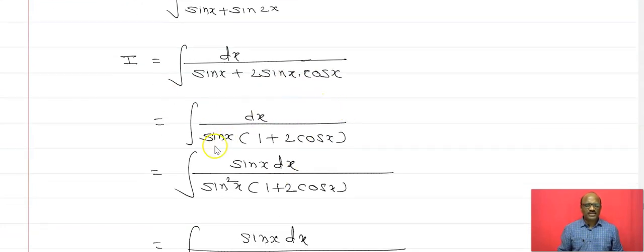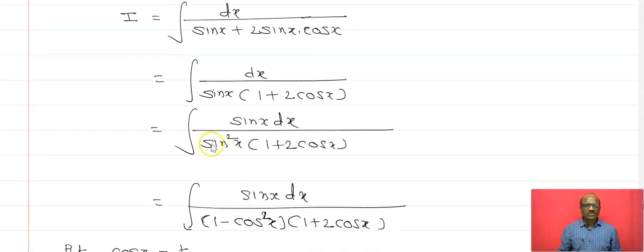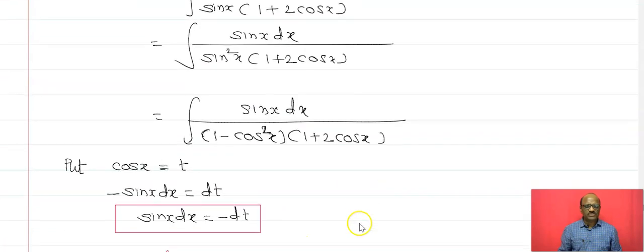Now from these two we will take sin x as common, then you will get integral dx upon sin x in bracket 1 plus 2 cos x. Multiply numerator and denominator by sin x, dx upon sin square x in bracket 1 plus 2 cos x. What about sin square x? It is 1 minus cos square x into in bracket 1 plus 2 cos x.